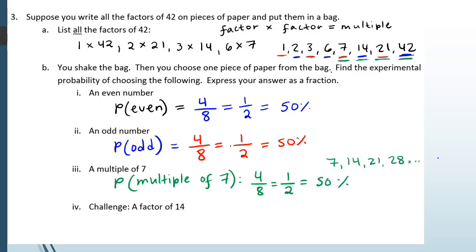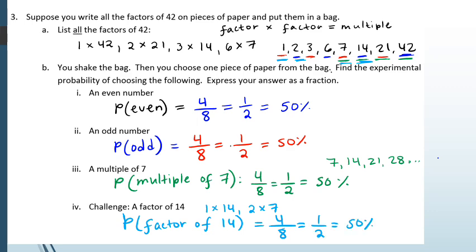The last challenge one is a factor of 14. Well, factors, again, are the numbers that make up another number. So what could you multiply to make 14? I might think about how I make 14 by 1 times 14, 2 times 7, and that's it. So if I look up here above, I see 1, I see 14, I see 2, and I see 7. So 4, I'm going to say P(factor of 14) equals 4 out of 8, which can be reduced to 1/2, which is equivalent to 50%.